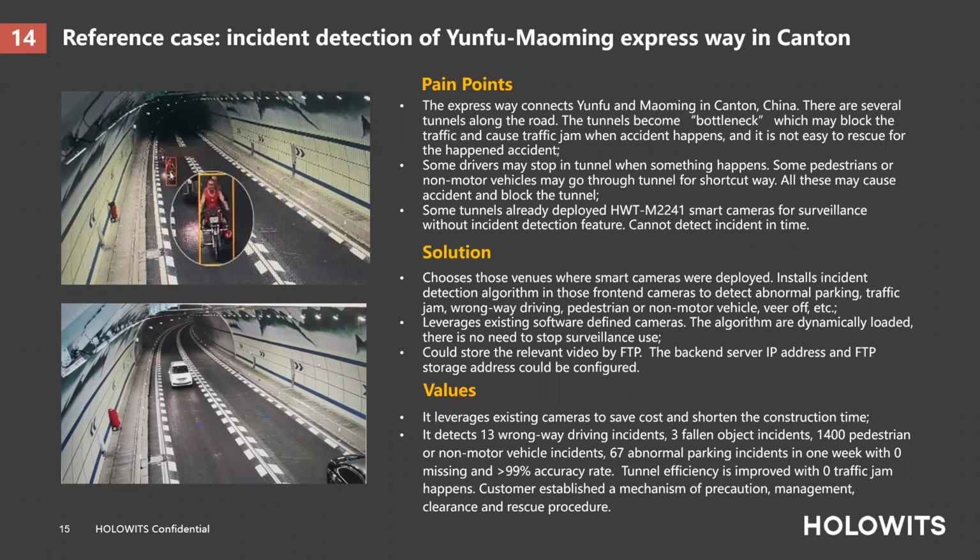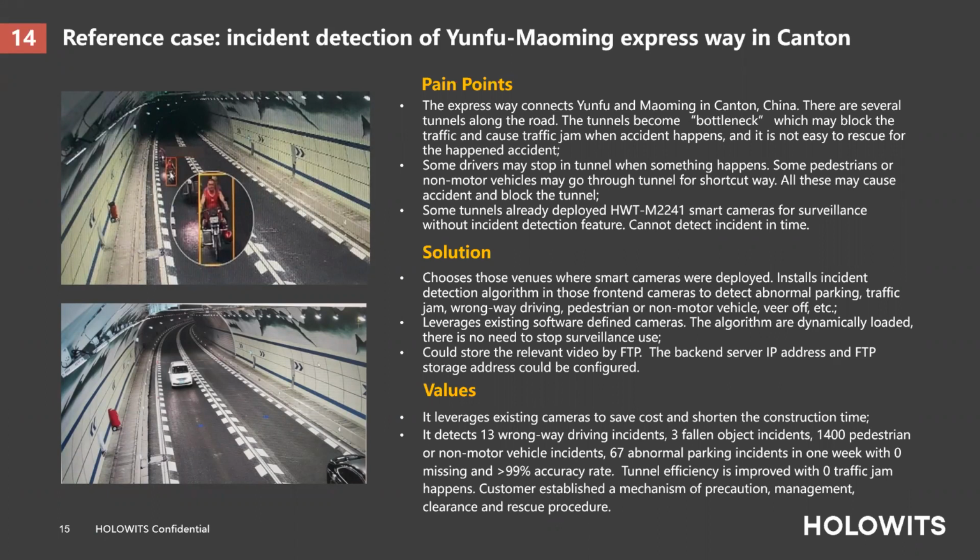Some drivers may stop in tunnels when something happens. Some pedestrians or non-motor vehicles may go through the tunnels as a shortcut. All of this may cause accidents and block the tunnel. Some tunnels have already deployed M2241 smart cameras for surveillance, but without incident detection, they cannot detect incidents in time.